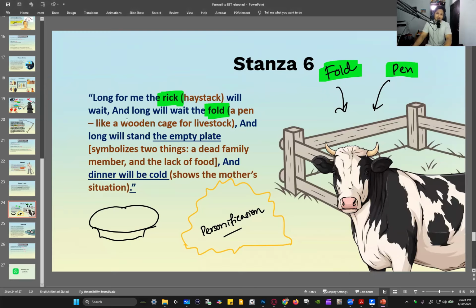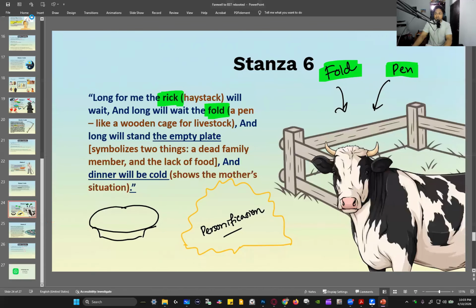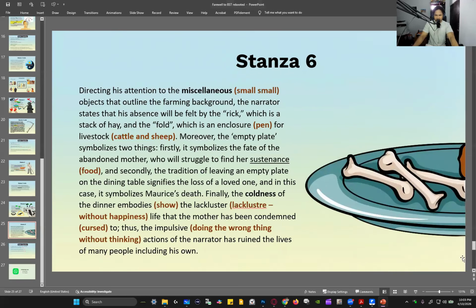One more time, one last time. Long for me the rick will wait, and long will wait the fold, and long will stand the empty plate, and dinner will be cold. What does the empty plate symbolize? It symbolizes that the mother will struggle financially. She has lost both of her breadwinners. Her sons, her young sons, she has lost because of conflict.